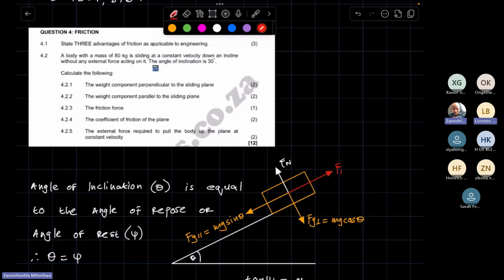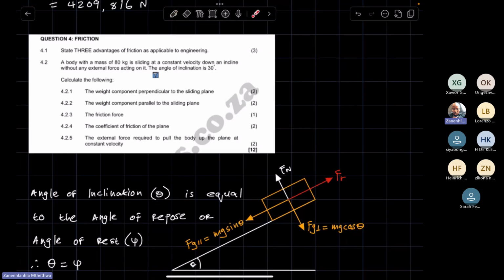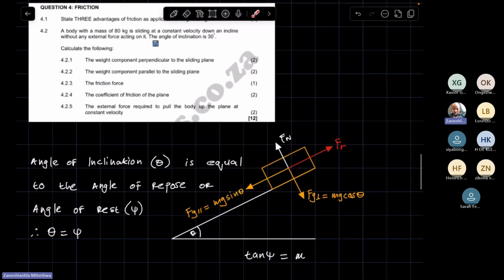And we have FR, opposing motion. And that is it as far as our free body diagram. Now, they did indicate that this is moving at constant velocity, meaning the conditions of equilibrium are being satisfied here since there is no acceleration. Right?